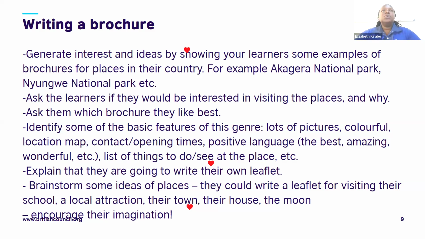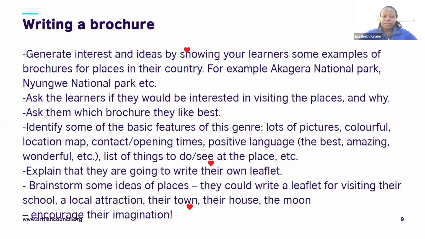Personally, I had this lesson of writing a brochure with my senior ones last term, sorry, first term. They wrote brochures. I gave them liberty to choose anything they would like to make a brochure for. Some of them wrote for different hotels, others the national parks, others the museums. And it was such a beautiful thing.